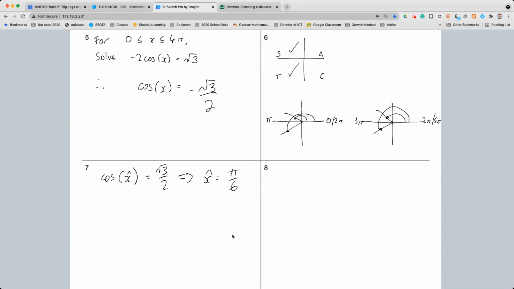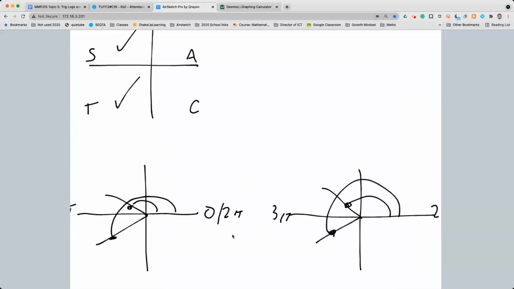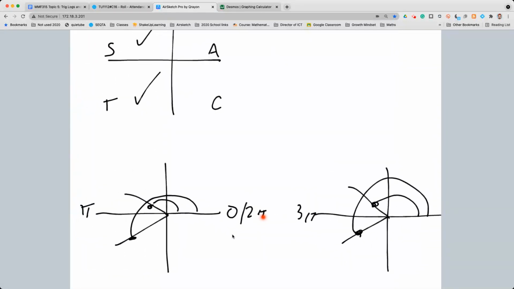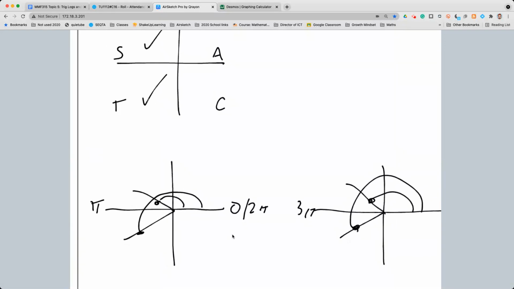Okay, now that I've worked out x hat, let me just zoom up, and don't worry about the numbers, just worry about the thinking to start with. I've just worked out x hat, right? Pi on 6. So that means I know that the angle is going to be either theta minus x hat or theta plus x hat, either in this first cycle or in this second cycle. That's going to be 3 theta minus x hat. That's going to be 3 theta plus x hat. So I've worked out x hat so I can work out x.